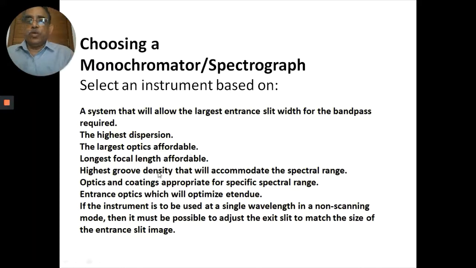And you also look at the groove density, the G value, the highest groove density to accommodate the highest spectral resolution. So these are the three basic parameters you have to look at: groove density, focal length, and dispersion. That's the three basic parameters you have to look at, and then decide your monochromator. Then you can decide your spectral resolution.